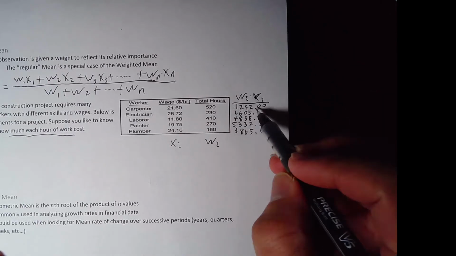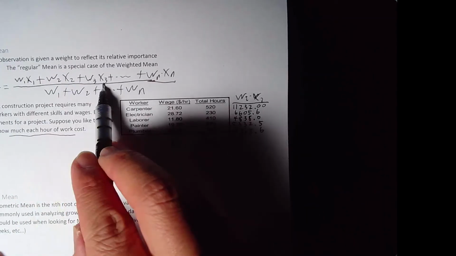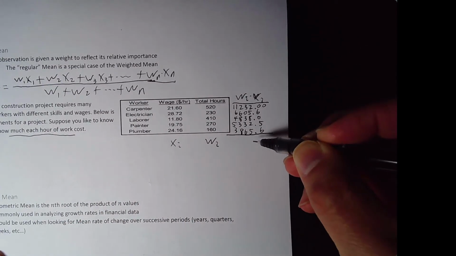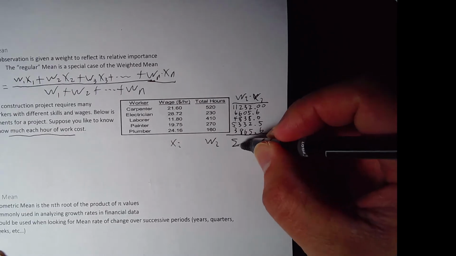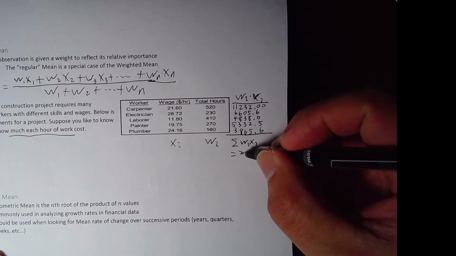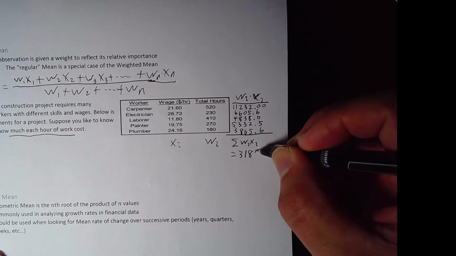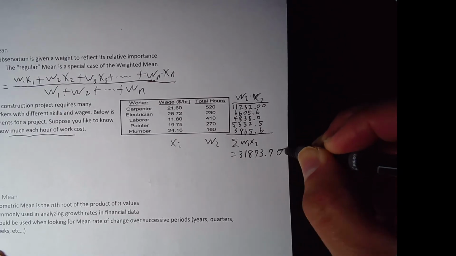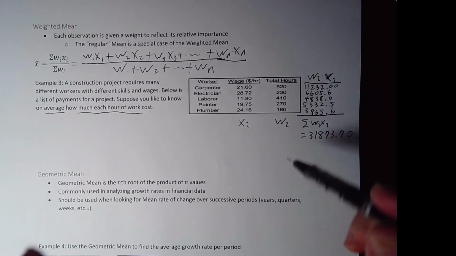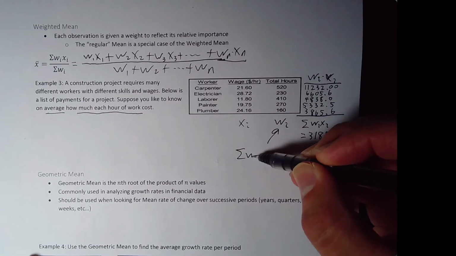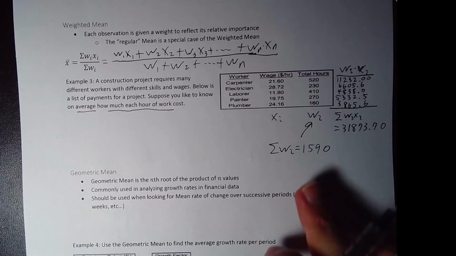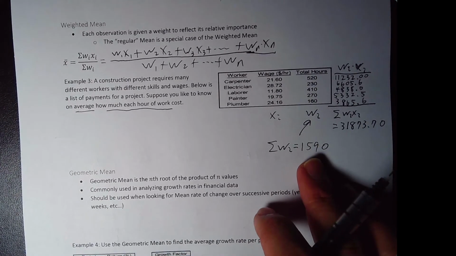But basically, I'm multiplying across, and this is each of the components in the numerator. Next, what I have to do is add them all up. So I simply add down. And this will give me my summation wi times xi, which in this case is equal to 31,873.70. Now my formula requires that I sum up all the weights. So next I'm going to add up all the weights. Summation wi is going to equal 1590. That's all the combined weight of the observations.